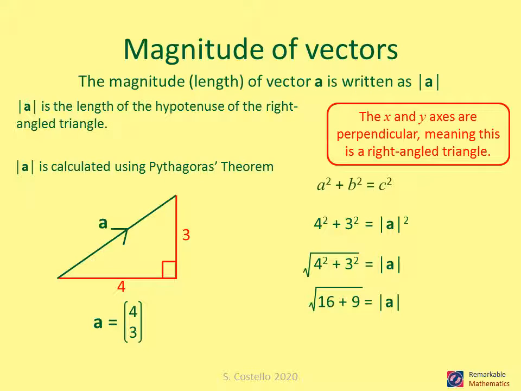If we simplify that, we have the square root of 16 plus 9 equals the magnitude of A, which gives us the square root of 25, which is 5. So the magnitude of A is 5. That is, the length of A is 5.